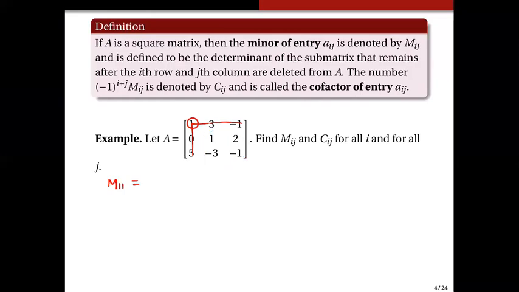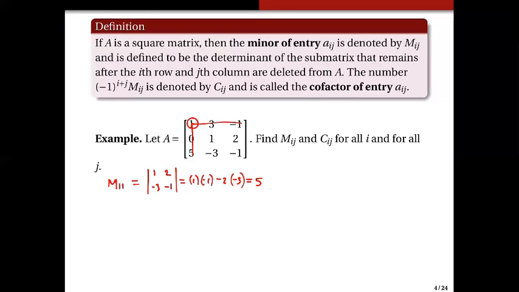So here M11 is the determinant of the matrix 1, 2, negative 3, negative 1. And this is just a 2 by 2 matrix, so we can use the formula. We will have 1 times negative 1 minus 2 times negative 3. So this is equal to 5.